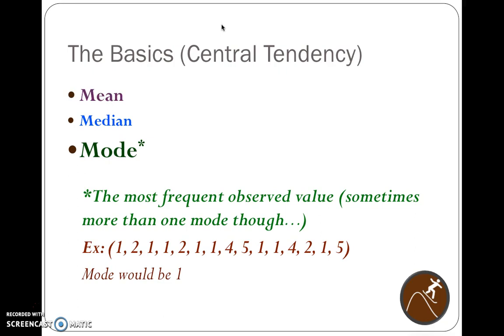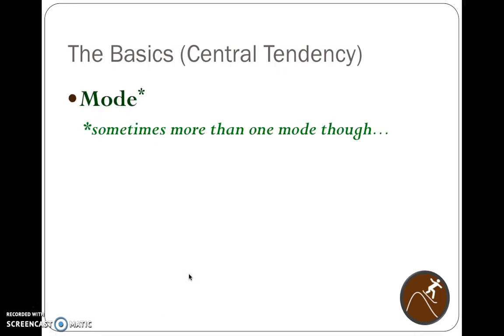So if you had a data set like 1, 2, 1, 1, 1, 1, 4, 5, 1, 1, 4, 2, 1, 5, that may not necessarily be your middle value, like your median or your average, but 1 is the most frequently observed data point, so the mode would be 1. As I said, sometimes there's more than one mode.